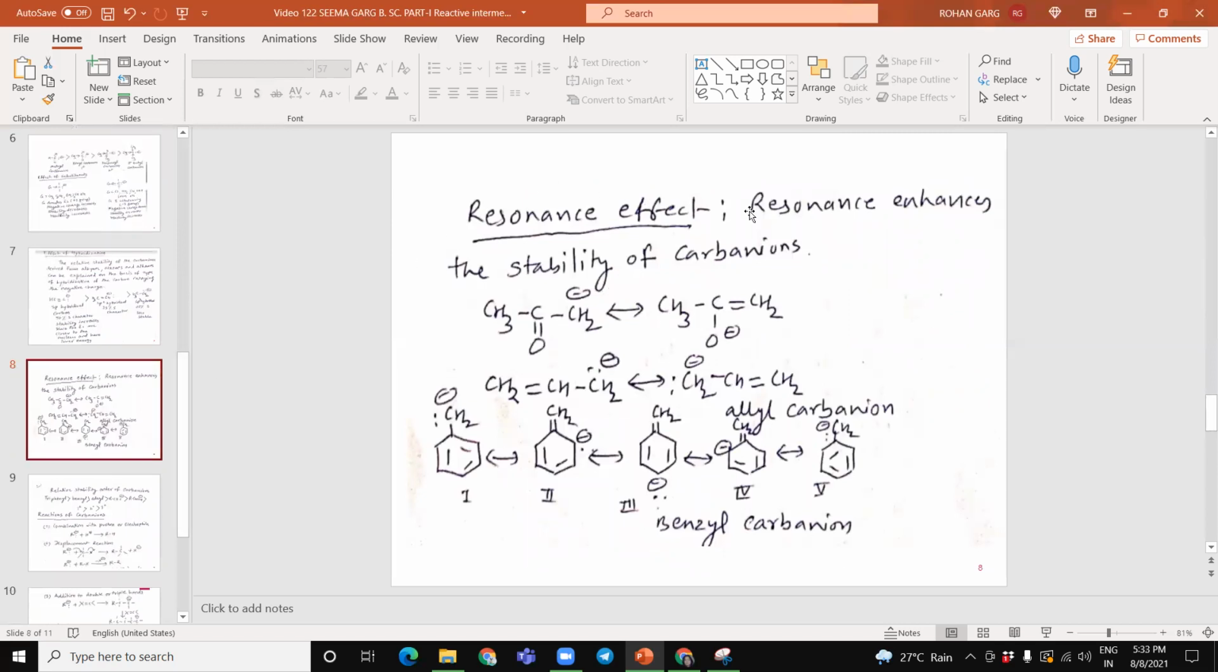Resonance effect also plays an important role in the stability of carbanion. Here, this is stabilized by the carbonyl, this carbanion. So stability also increases due to the resonance effect. Here allyl carbanion. Allyl carbanion is also stabilized by resonance. Benzyl carbanion is also stabilized by its resonating structures.